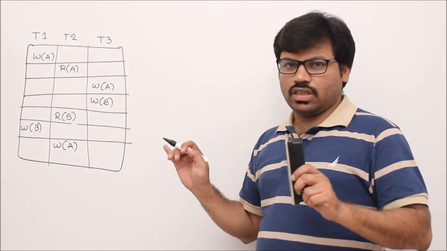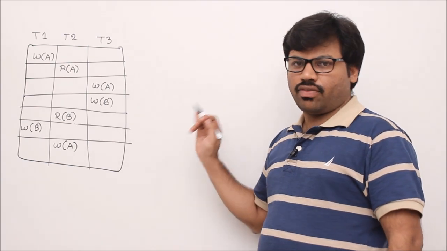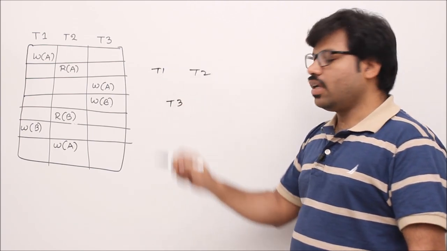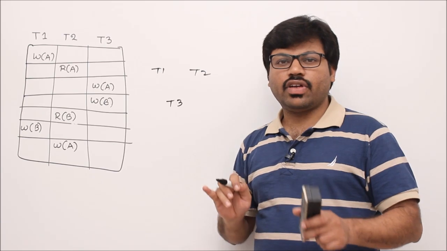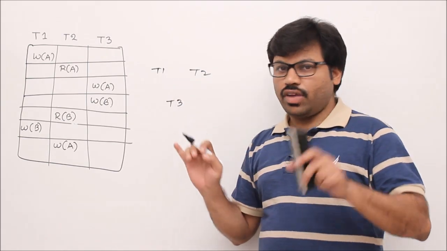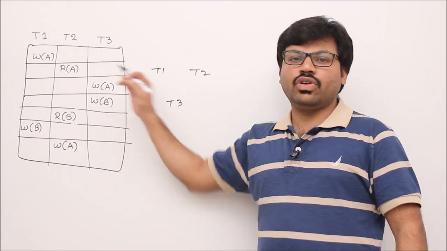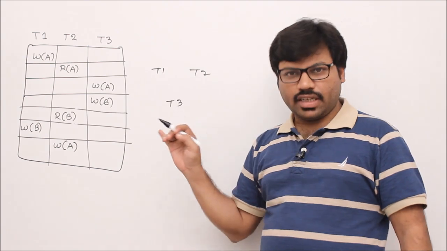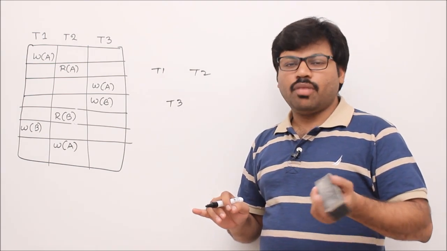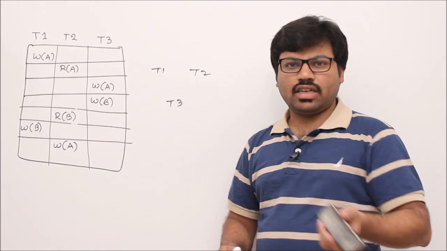Now we'll see view serializability. For that we form the view precedence graph. Let me do that. T1, T2, T3. Remember one thing, this view precedence graph is not sufficient. It is just necessary. In this graph, if you form cycles, definitely that schedule is not view serializable. If it does not form a cycle, then the necessary condition is satisfied but may not be sufficient. That means still we have to check whether there is a serial schedule or not.